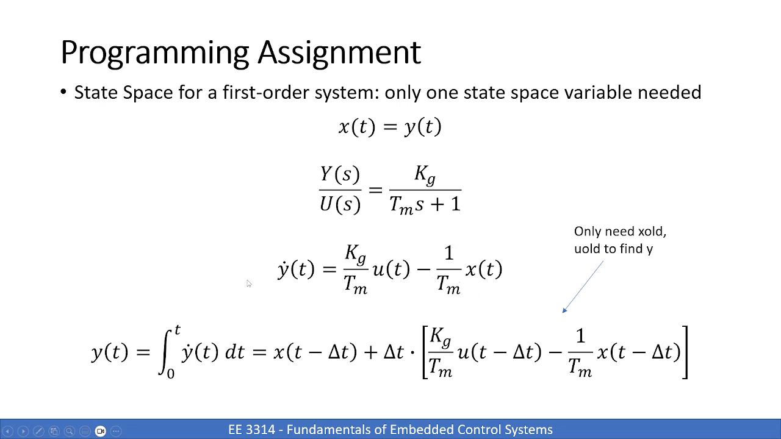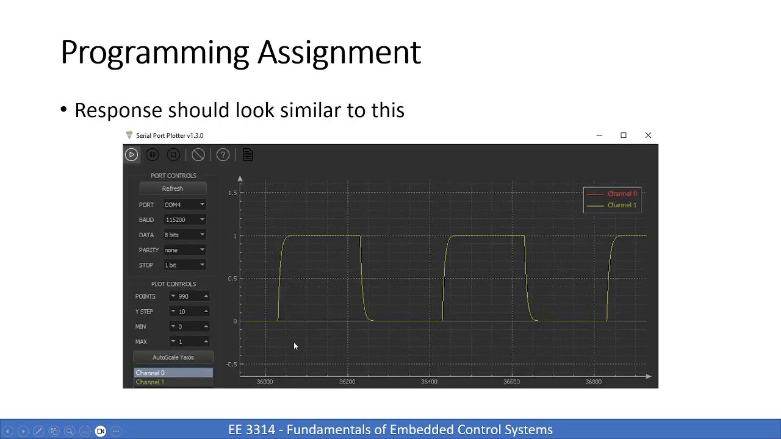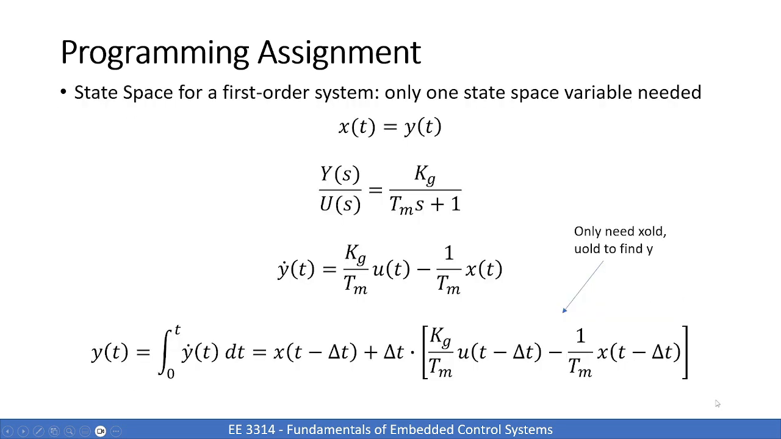Okay, and then we're estimating y of t by taking the integral of this y dot. So the estimation of the integral is the previous value of x plus delta t times x dot, which is y dot, right? Okay, so in this case we don't have x1 and x2 and x1 old and x2 old. We really just have calculating our y, and that's going to be based on y, which is our x, and that's going to be based on x old.